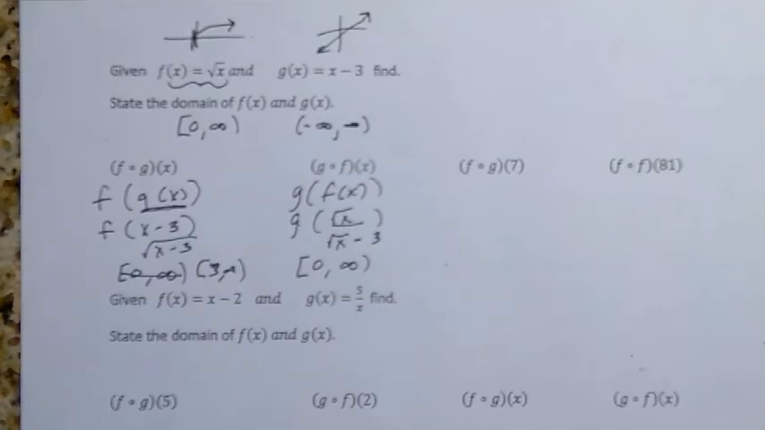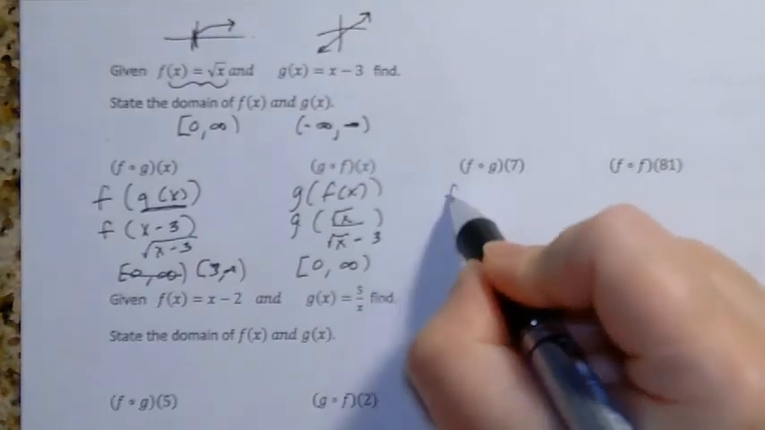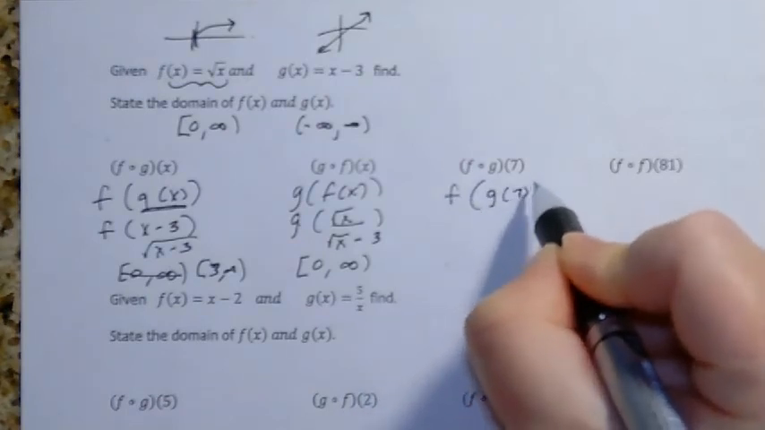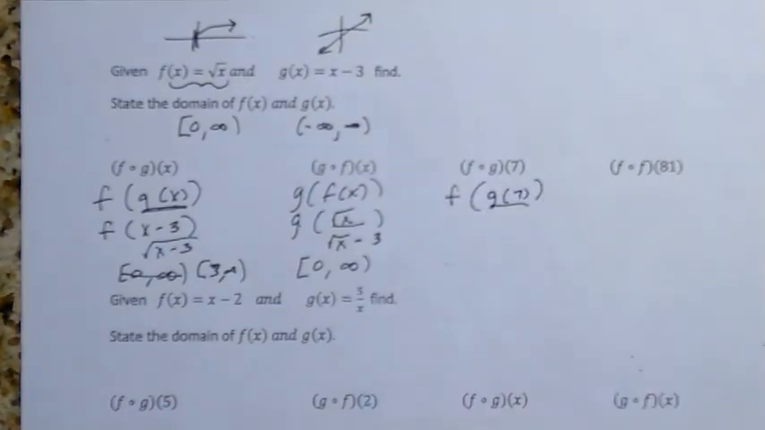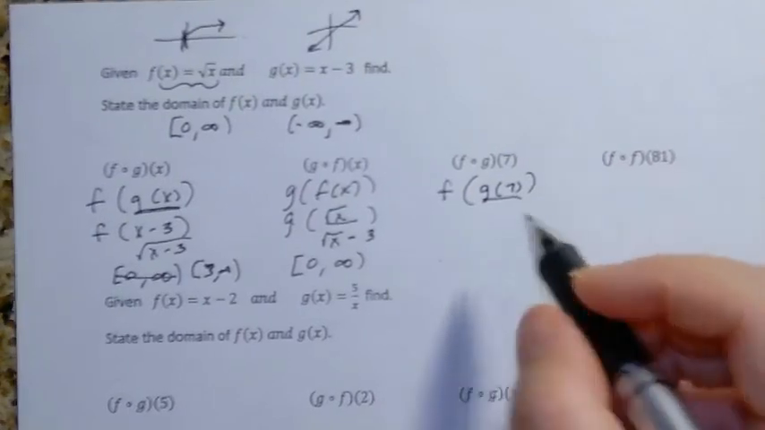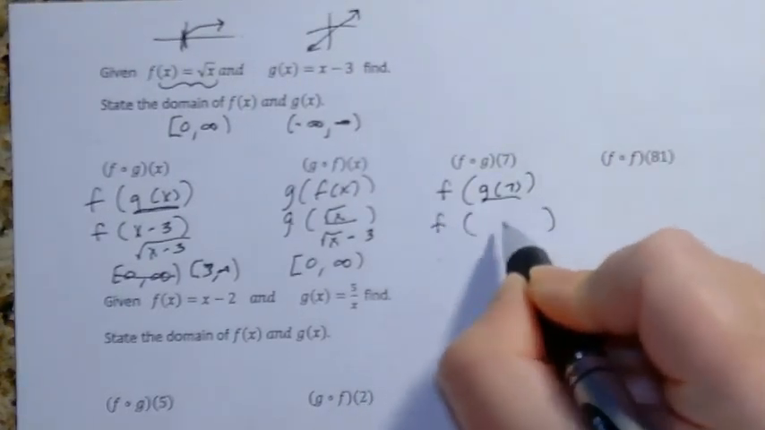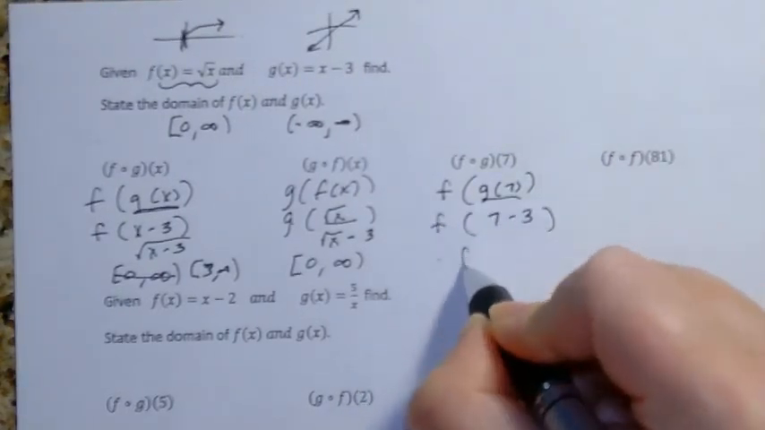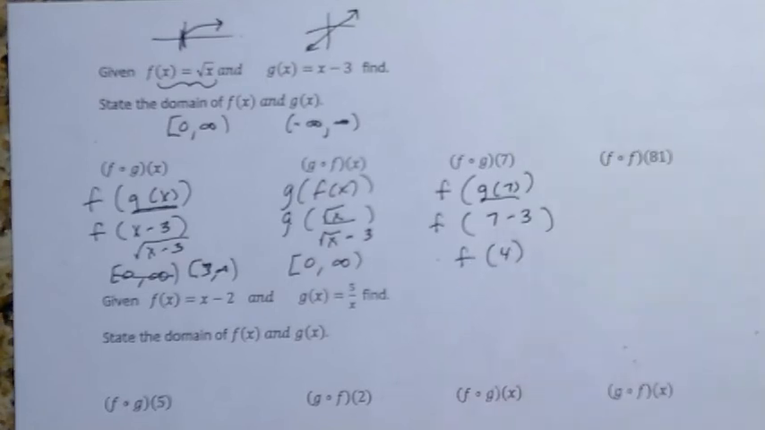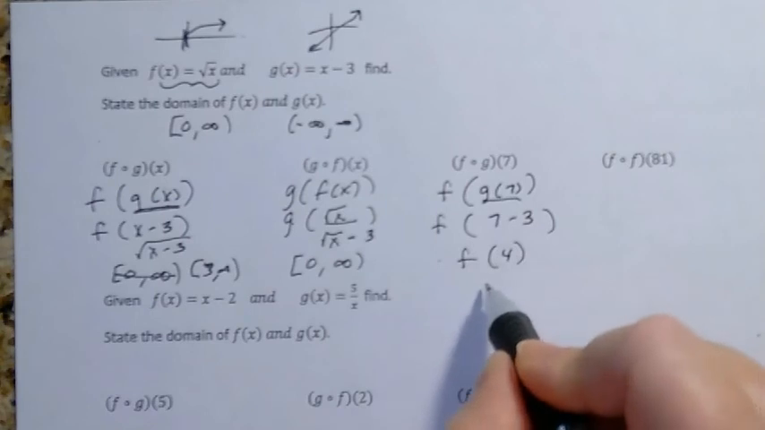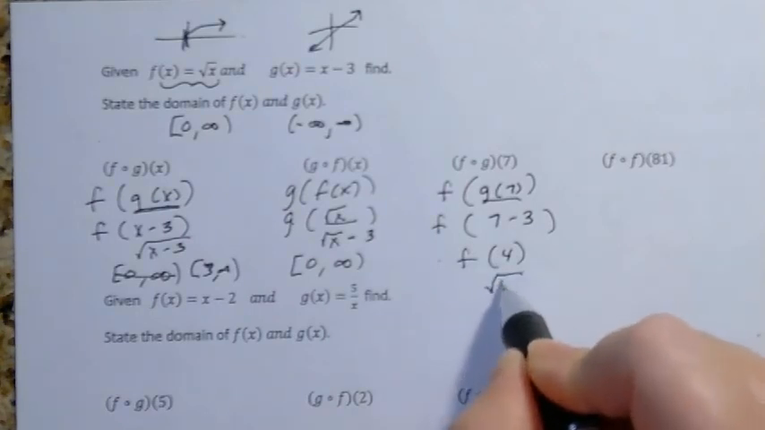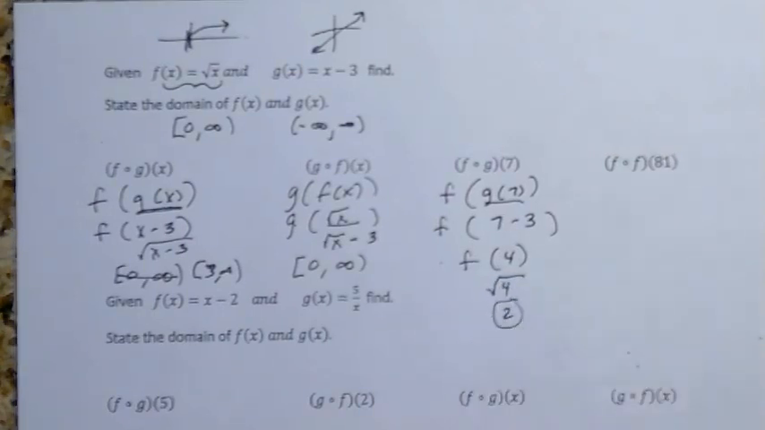Okay, here I'm going to find f of g of 7. So I'm going to start by putting the g function with 7 in place of x. So I have f of 4. And now I'm going to put 4 into the f function. And the f function is the square root of x, so it's the square root of 4, which is 2.